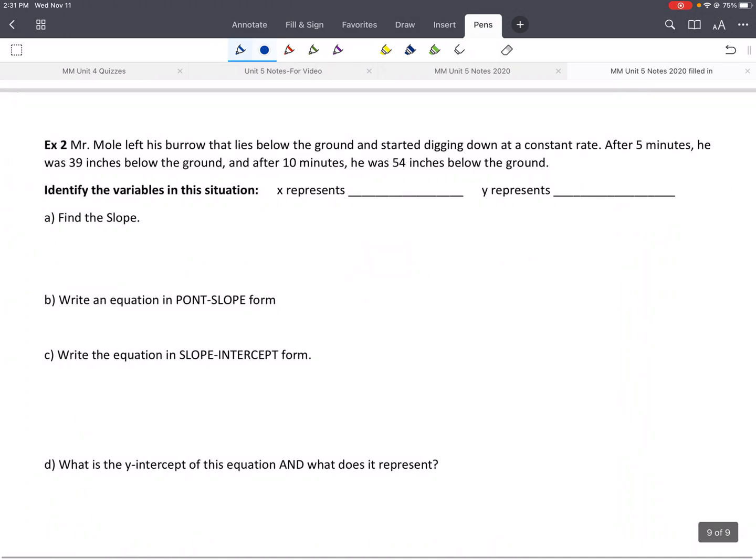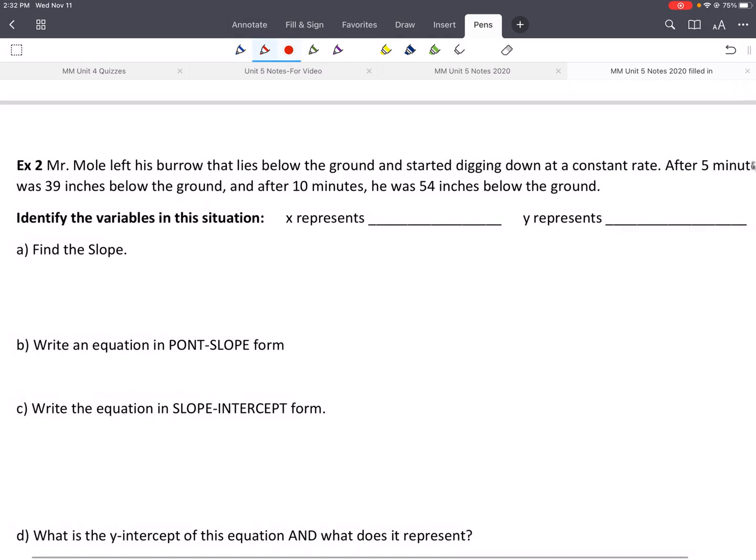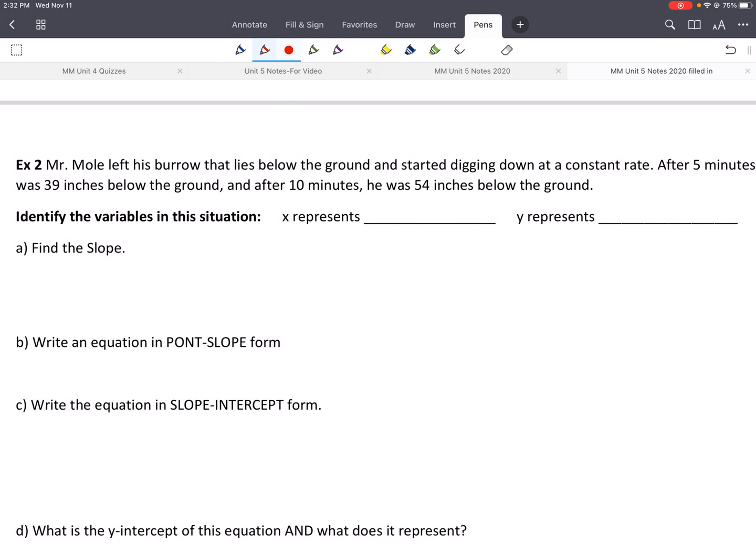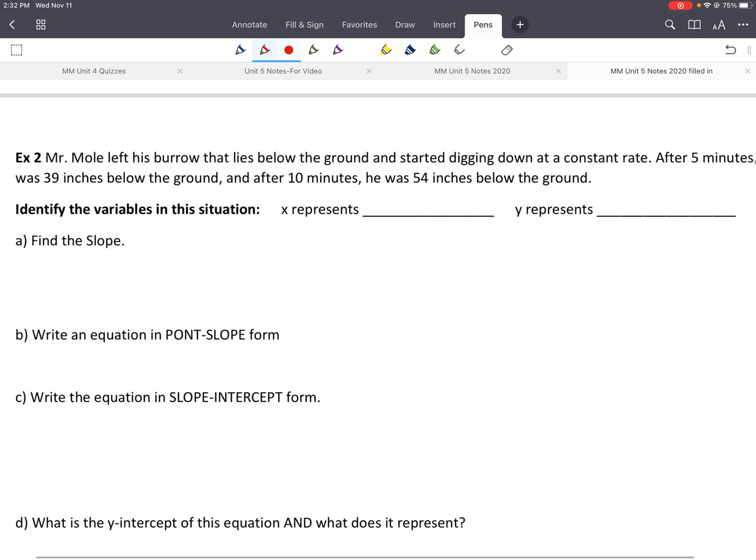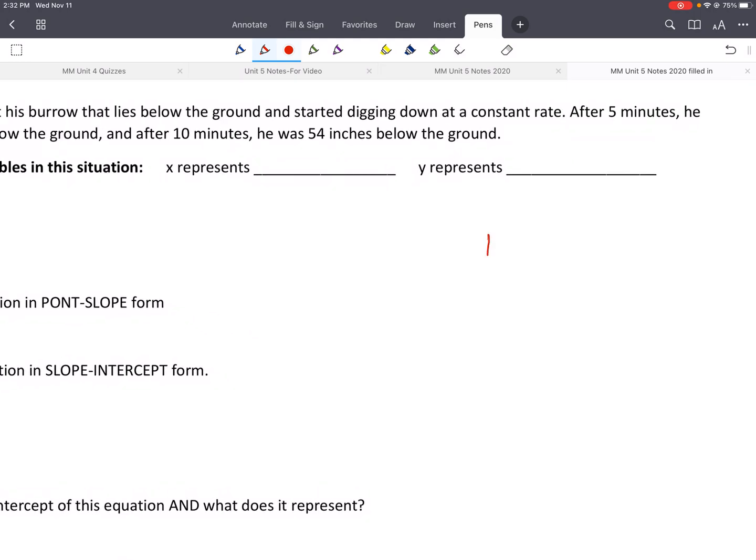If you are like super pro at this and you're done, you can just turn this off, okay? This one's a little different, so you may want to follow along. All right, actually you should follow along. This one is different, okay? So Mr. Mole left his burrow that lies below the ground and starts digging down at a constant rate, okay? So let's maybe draw a picture of what's going on, okay?